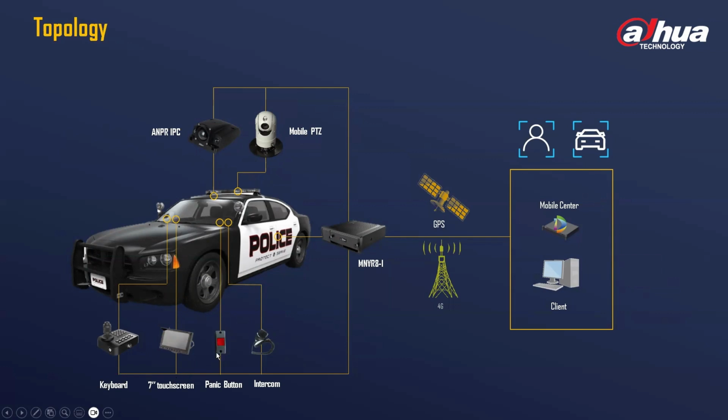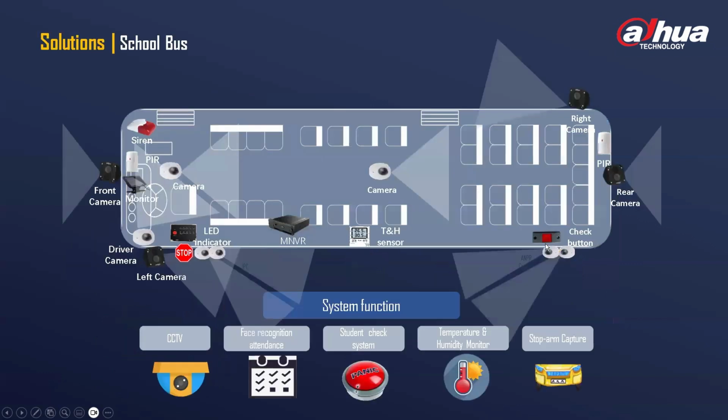Then we have the panic button in the event of incidents and all that. Then it also supports intercom connected to an MNVR8-I. Then we get GPS signal and 4G from this car. So if I have 50 vehicles, I'll get 50 signals on the same platform. And this platform even supports a map that you can pinpoint.